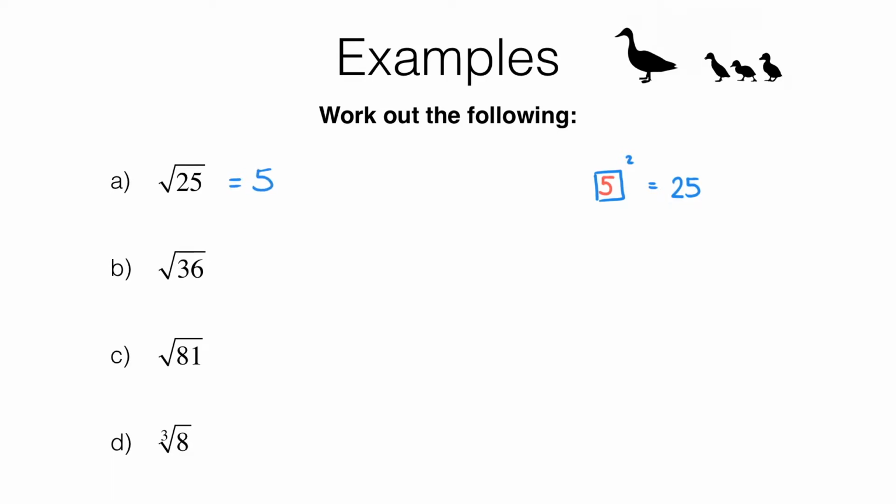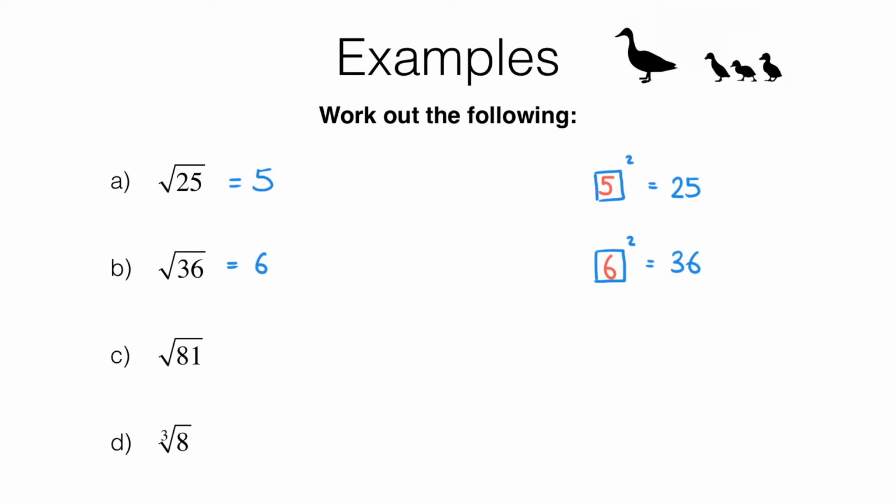In example B, we have to find the square root of 36. Again, we're looking for a number that when you square it will give you 36. And if you know your square numbers, you will know that 6 squared equals 36. So the square root of 36 is just 6.